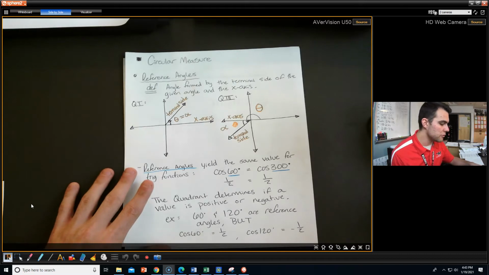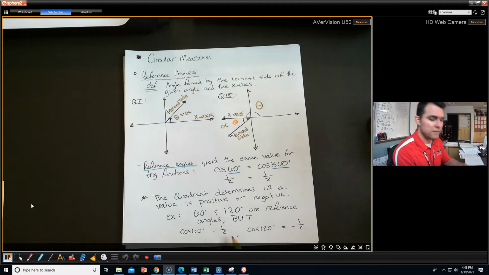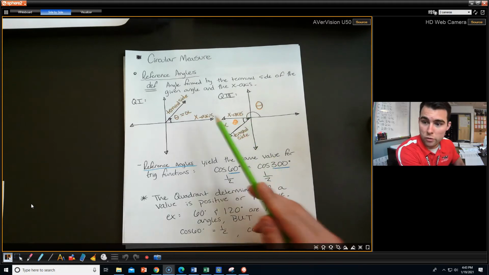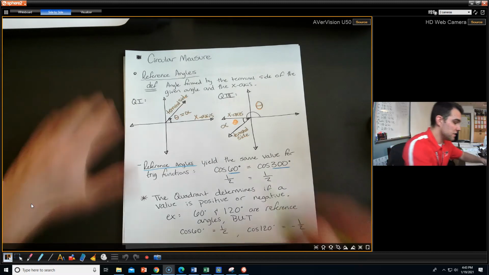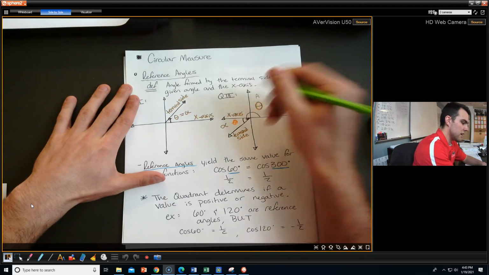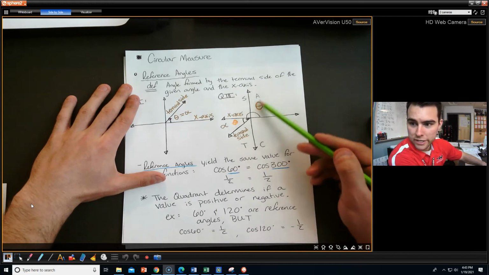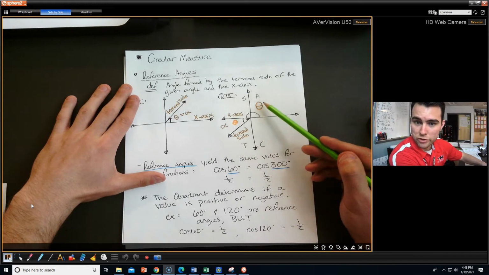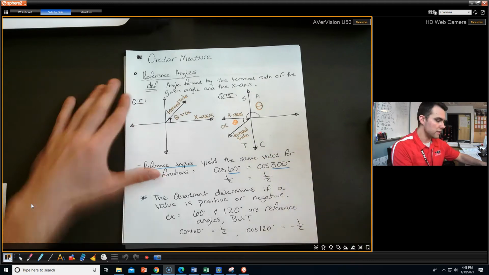So like 60 degrees and 120 degrees, they are reference angles to each other. But cosine of 60 is 1/2, and cosine of 120 degrees in quadrant 2 is negative 1/2, right? The reason being that sine is positive only when it comes to quadrant 2. Remember that acronym: All Students Take Calculus, so you know that all the trig functions are positive in quadrant 1, only sine in quadrant 2, only tangent in quadrant 3, and only cosine here, okay?